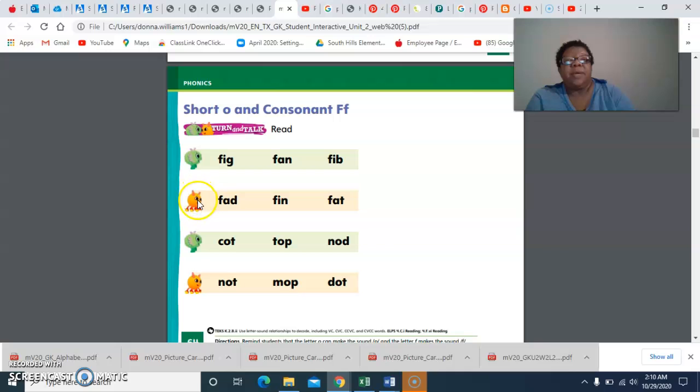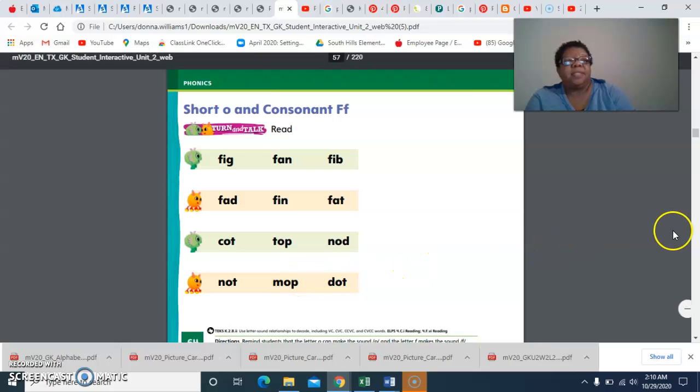So I want you to practice and try to read these words and see if you can figure out the word and sound it out using your sounds. So practice, practice, practice.